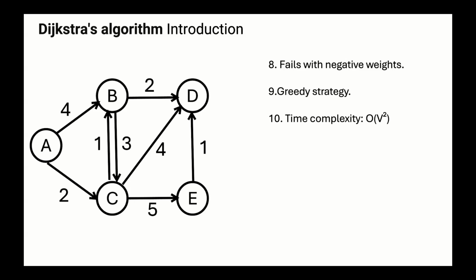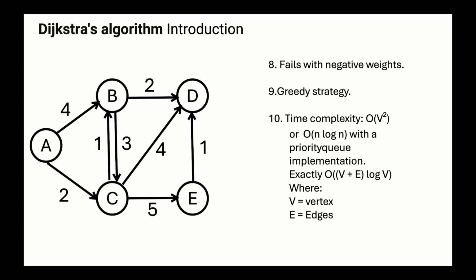It typically has a time complexity of O of V squared because it needs to iterate over every vertex or node in its simpler implementation. However, it can achieve O of n log n by using a priority queue.